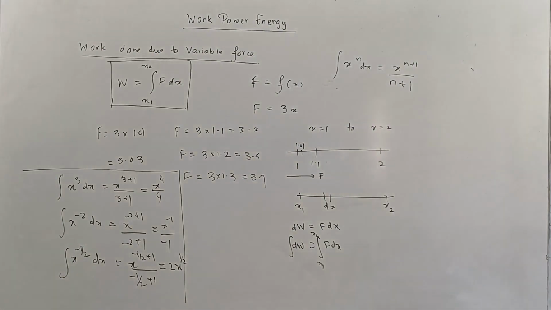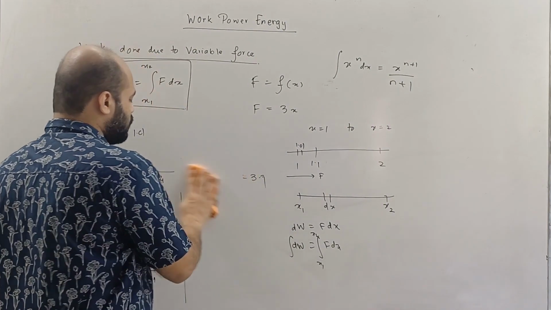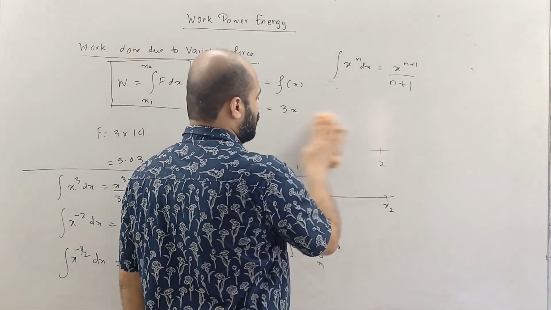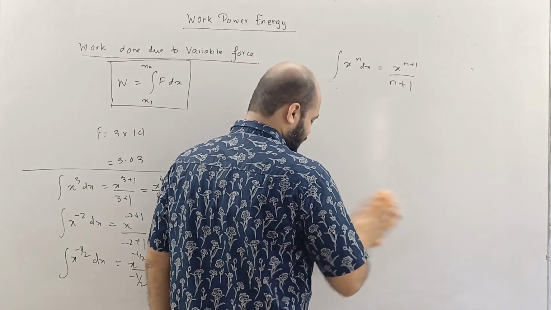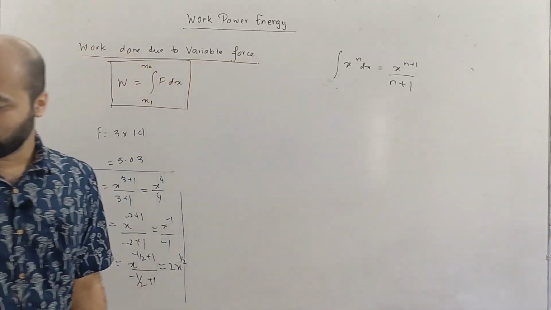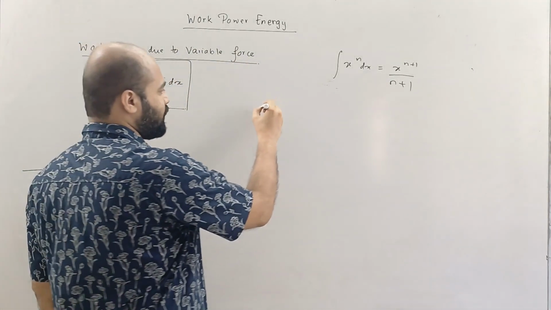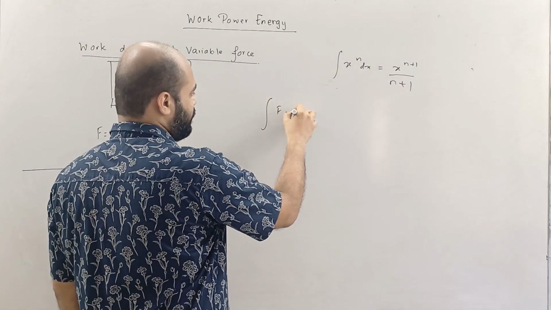I can further break down this property, and now I can say that if I can talk about the variable force along one dimension, I can always extend this concept to 2 or 3 dimensions as well. So in general, I can always say that F dot dr.